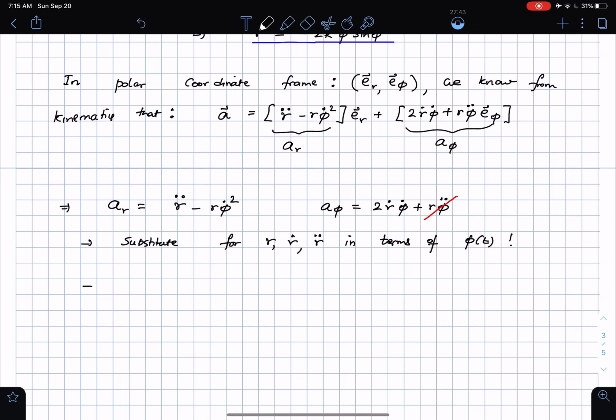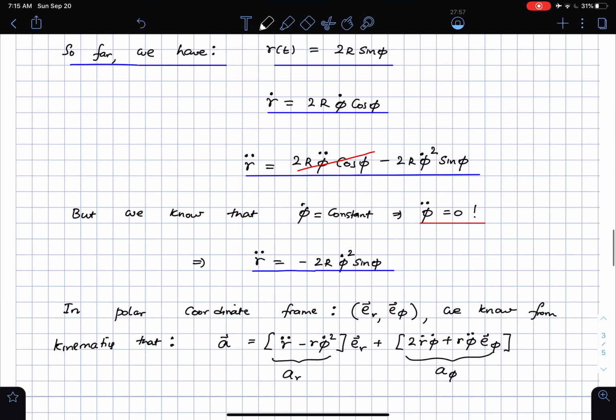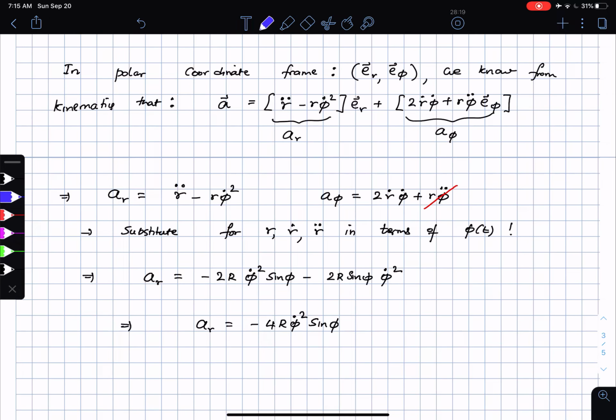Okay, which tells me that AR is going to be the following. So r double dot is minus 2r phi dot square sine phi, and then minus r, which if I scoot back, r is 2r sine phi, so this is going to be 2r sine phi, and then one more phi dot square. Okay, which essentially tells me that AR is going to be minus 4r phi dot square sine phi. This is beautiful. This is very crucial and very interesting.